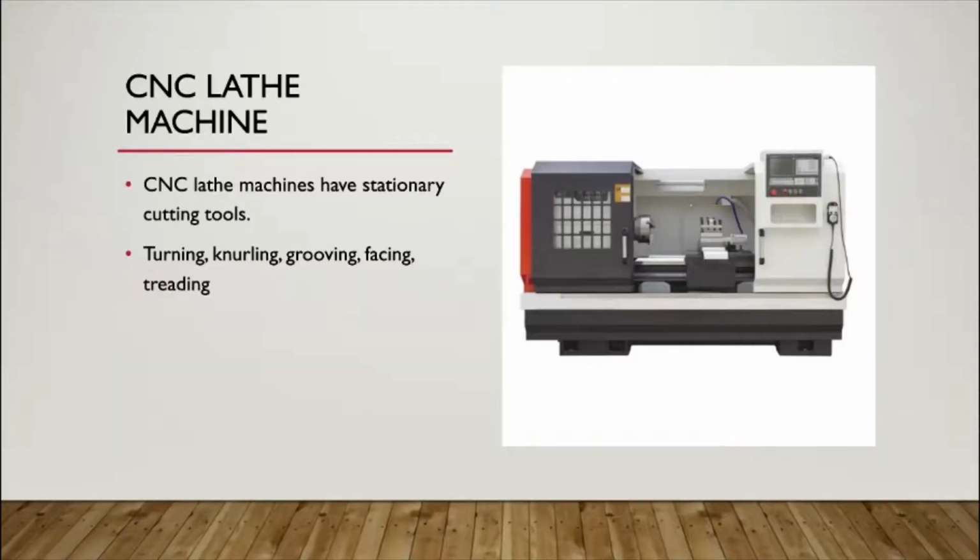The first one is the CNC lathe machine. CNC lathe machines are widely used in the manufacturing or industrial field. CNC lathe machines have a stationary cutting tool. The cutting tool is in a stationary position and the workpiece is in a rotational position. The workpiece is held in the chuck, and the chuck rotates very fast and moves in linear directions. It is useful for turning, knurling, grooving, facing and threading.